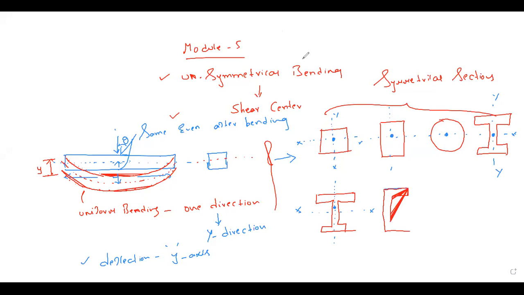So now tell me, C section is unsymmetrical to which axis? Y-axis. Very good. So C section is unsymmetrical towards y-axis. Let us take T section. So T section is unsymmetrical towards X-axis. X-axis, right?